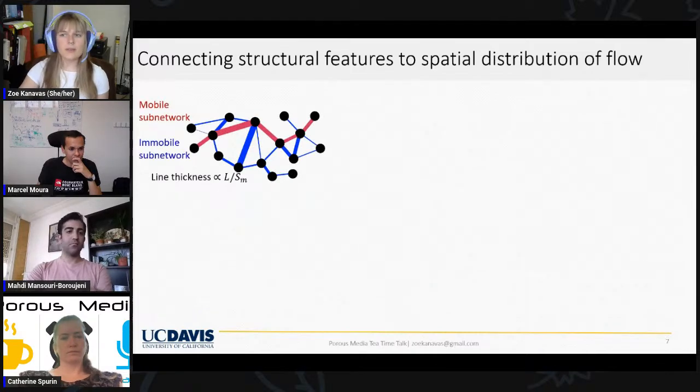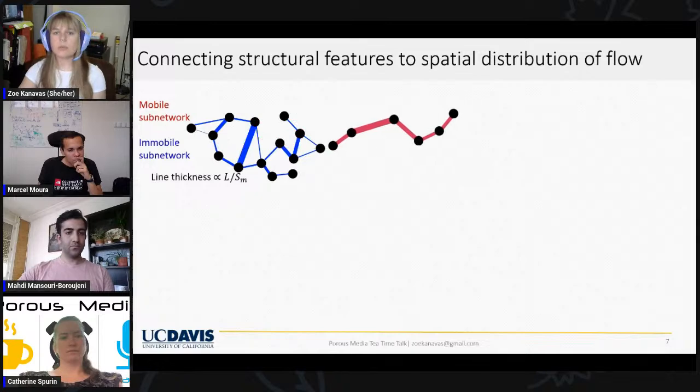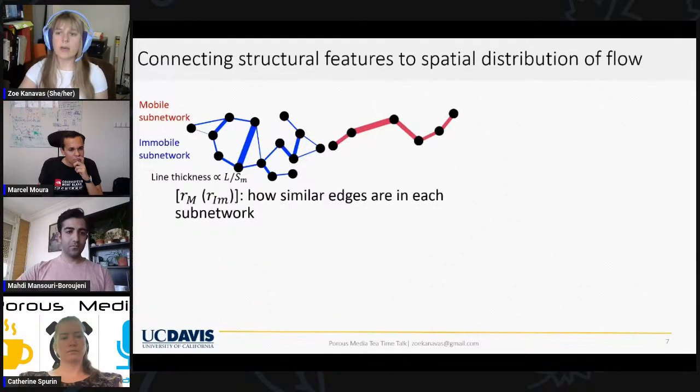To answer why paths form in these locations, we look to the network's structural organization. First, we took our graph and separated the edges in the mobile flow region from the immobile flow region. Note that the edge width definition we're using here is the arc length over pore throat value. This creates two subnetworks, and in each subnetwork we are interested in how structurally similar the adjacent edges are. We represented this by the variable rm for the mobile region and rim for the immobile region.